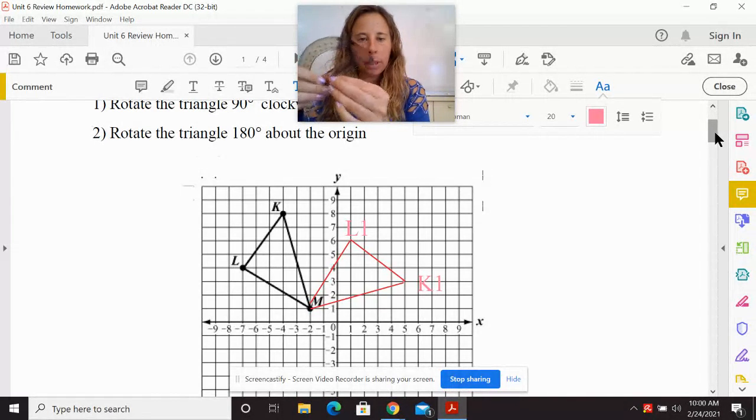Facing the other way. No, that's right. Line it up. I don't like being mirrored.